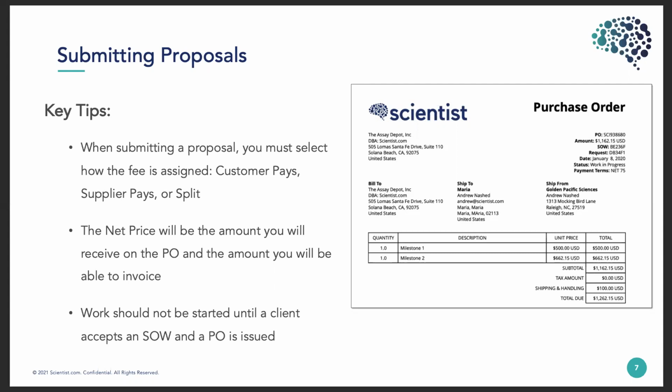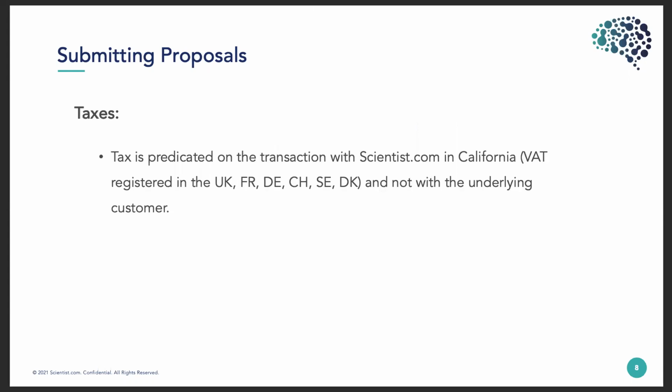Now, before we jump into the system, one minor note just regarding taxes. Tax is always predicated on the transaction with Scientist.com, which is an organization based in California and registered in a few different countries for VAT, and not with the underlying customer. So there may be different things that occur with the taxes, but it is important just to ensure that the tax is always predicated on that as well.